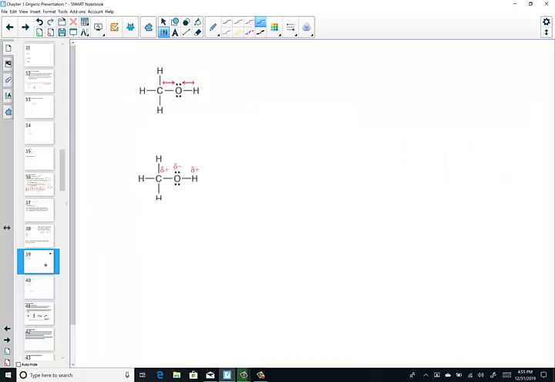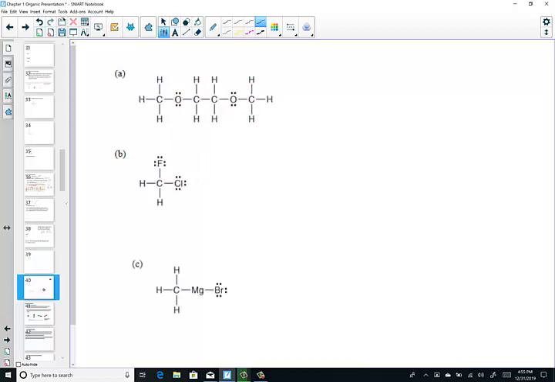Shall we try another? Oh, that's our answer from before. We had said methanol could be used with an arrow or with a partial positive, partial negative. And so we had just drawn those. But let's try some more from homework.